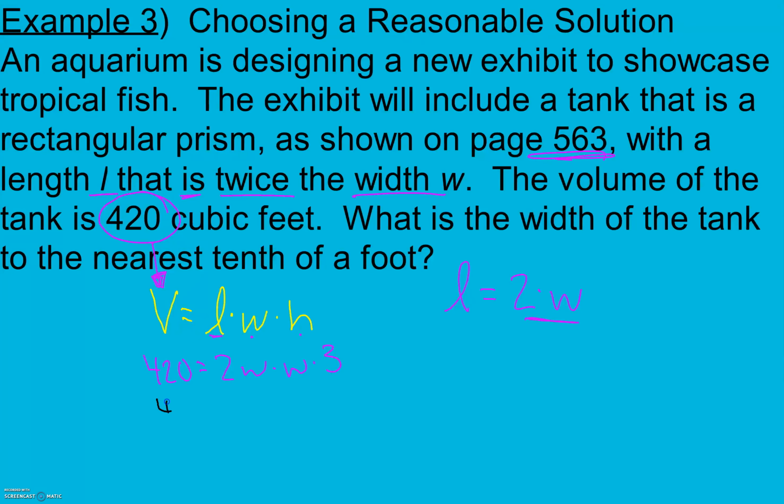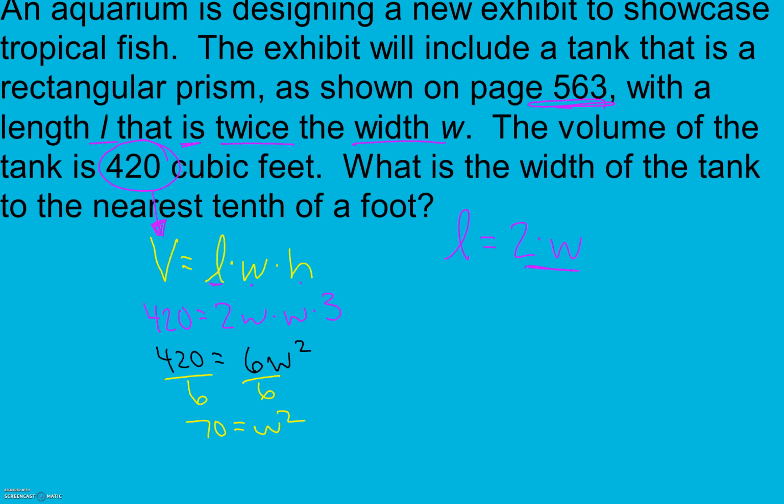So, first thing we do here before we move from one side to the other is to simplify each side. My left side is simple, but my right side can be simpler. So 2 times 3 is 6, W times W is W squared. First step is going to be to divide to get rid of our multiplication. And then to get rid of my square, I take the square root. And the square root of 70 equals W.